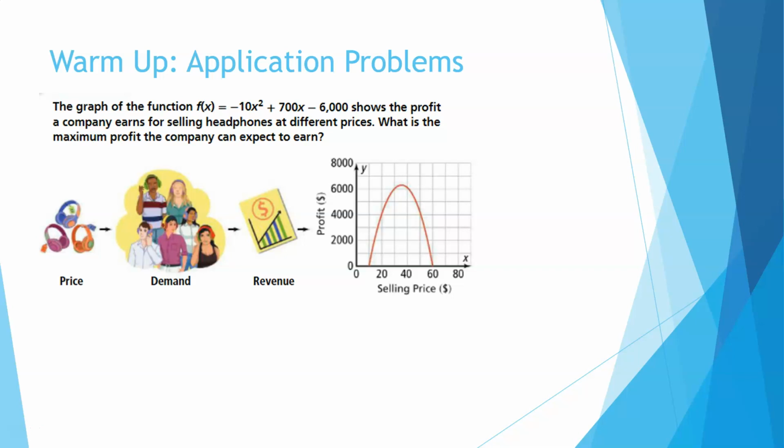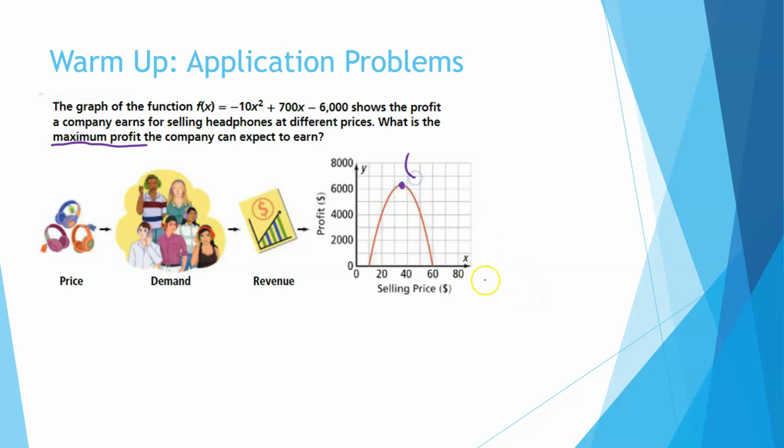It says the graph of a function f of x equals negative 10x squared plus 700x minus 6,000 shows the profit a company earns for selling headphones at different prices. What is the maximum profit the company can expect to earn? The reason this connects to what we did yesterday is we're talking about the maximum of a parabola. If we look at this graph, we can see that the maximum point is this very top point, which means that we're finding the vertex.